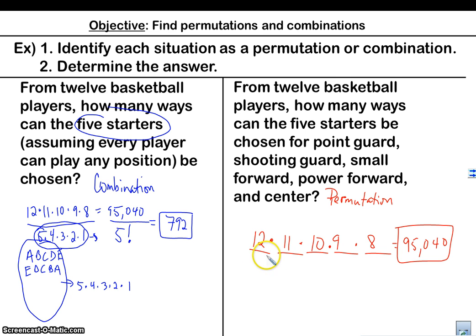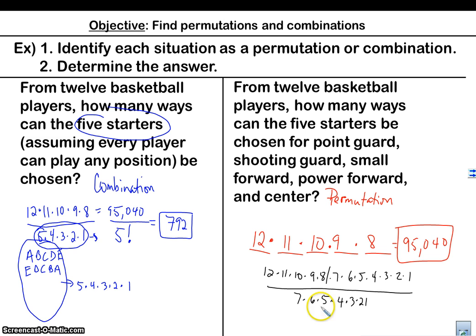I talked to a couple students here that this looked like a factorial, but it's not a factorial, right? This is not a factorial because in order for this to be 12 factorial, it would have to go all the way down 8, 7, 6, 5, 4, 3, 2, 1, right? It would have to go all the way down to 1. But this doesn't. It stops at 8. So what I'm actually doing is dividing out all this stuff. These cancel out that whole thing.